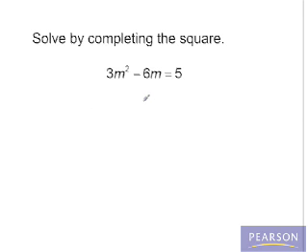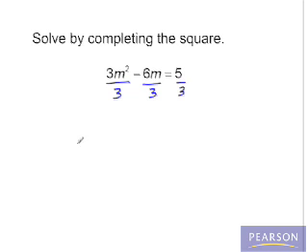Solve by completing the square. We have 3m squared minus 6m equals 5, and we need our lead coefficient to be a 1, so I'm going to divide all three terms by positive 3 so that we create a 1m squared.